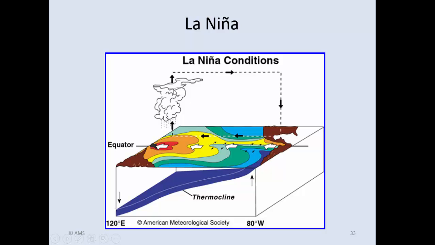They get an increase in precipitation in the Philippines. Meanwhile, over here in the Eastern Pacific, where we are, you're getting more cold upwelling than usual. The water is colder than normal. So that's what happens during a La Nina event.